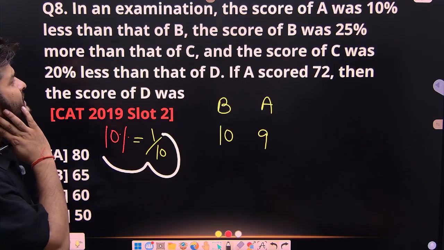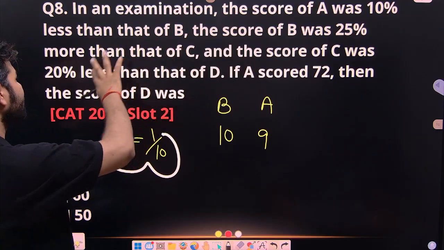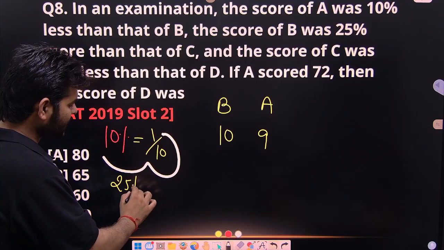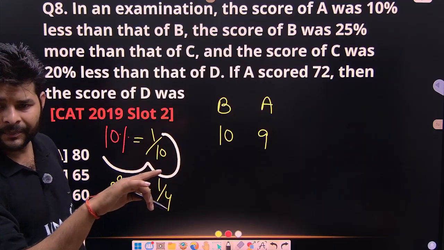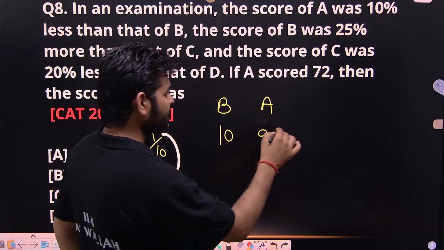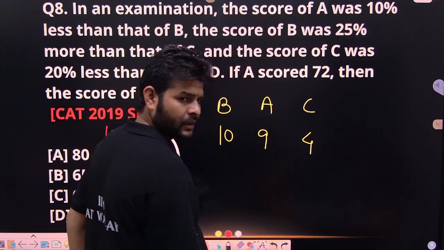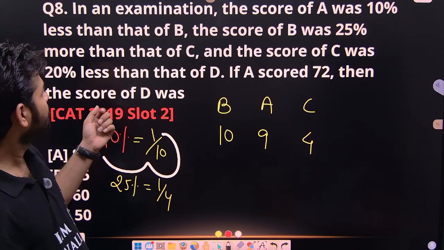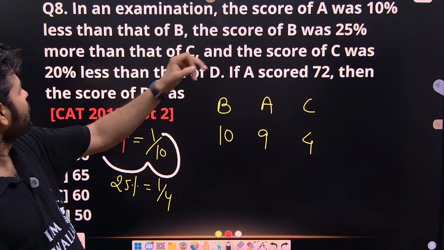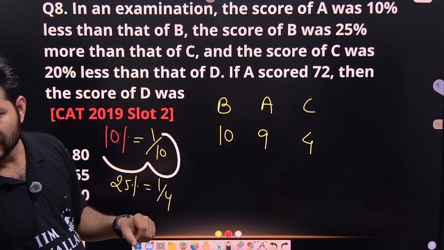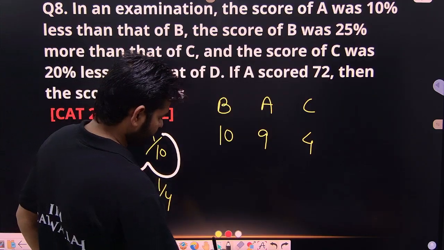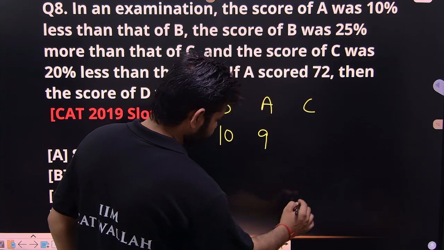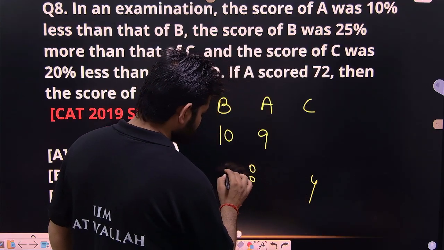Now, the next step is the score of B was 25% more than that of C. So 25% means 1 upon 4. Whom are we comparing in the next step? C. So that means C's score would be 4. Got it or not? And B's would be 5. So if C's score is 4, in that scenario B's score would be 5.